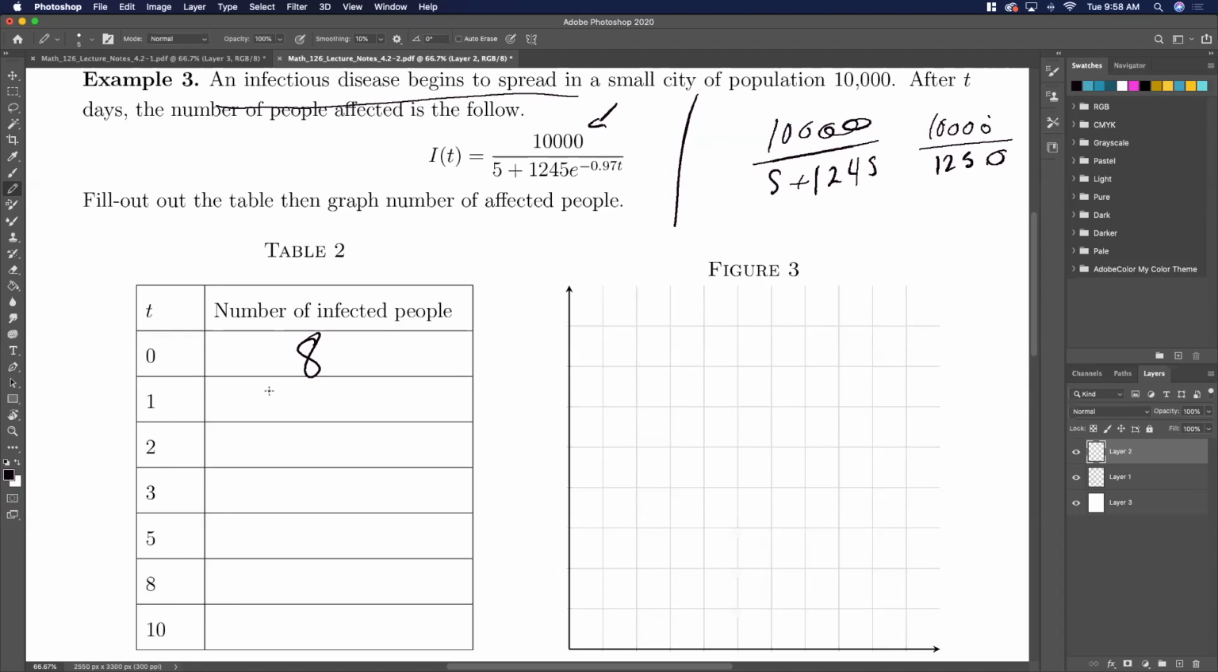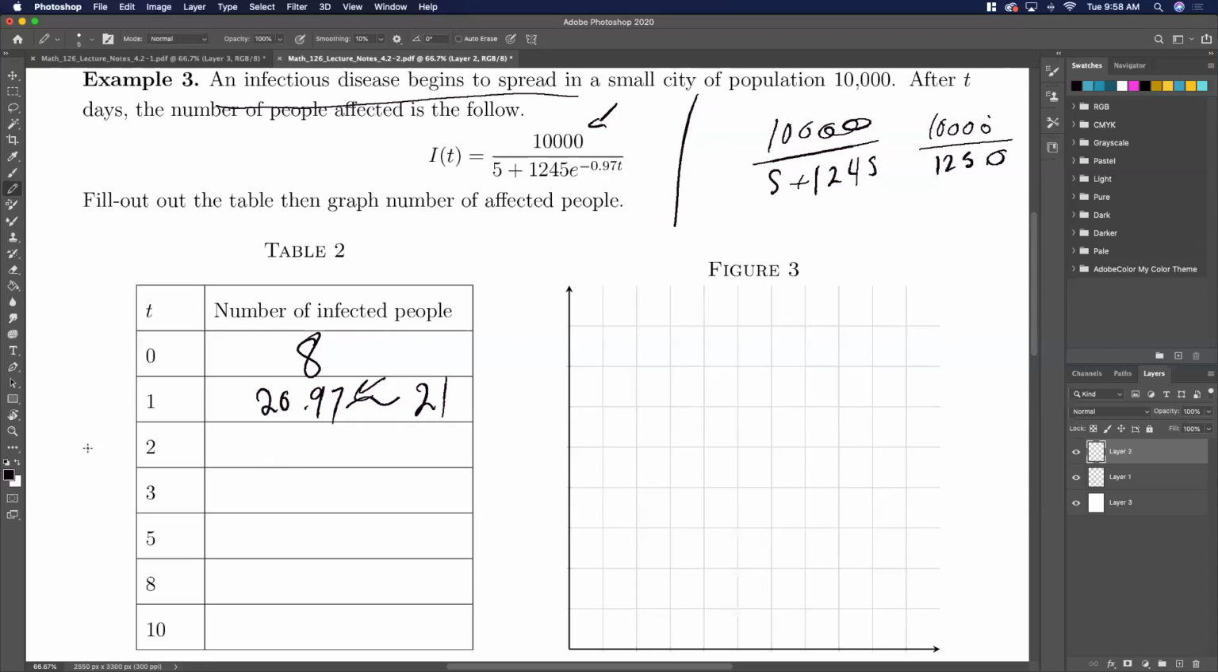After 1 day, if we crunch through the number, we'll get 20 people, or actually the actual number is 20.797. Does it make sense to have this amount of people infected? Kind of. You could say the person's getting infected, he's not infectious yet or whatever. But just for our sakes, we're going to round it to 21.